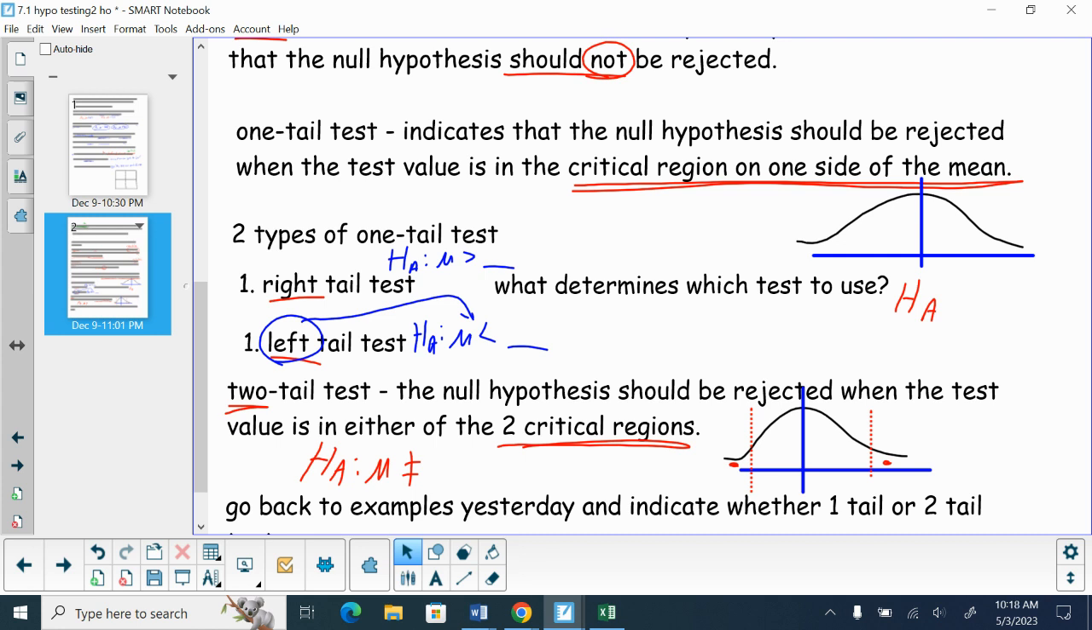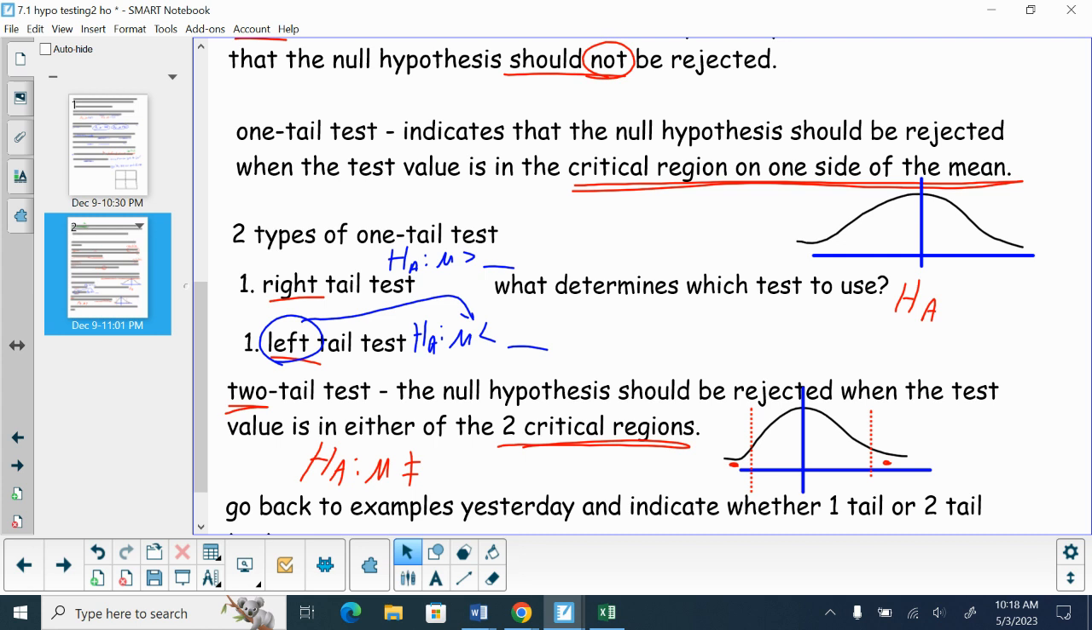Okay, so we look at the alternate hypothesis. Is this going to be a one tail or two tail? One tail, left or right? One tail, right. So it'd be a one tail test to the right, because the alternate hypothesis is greater than, it points to the right.